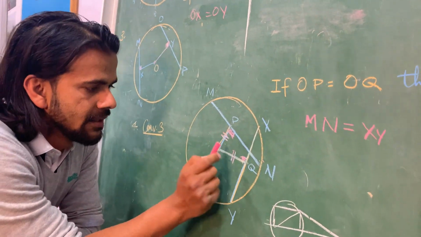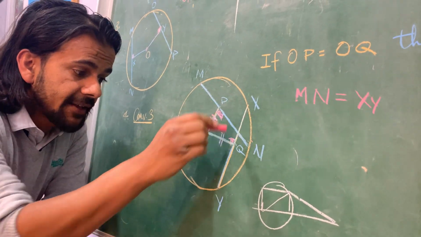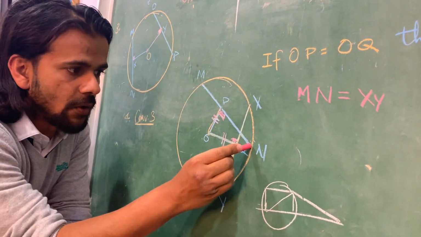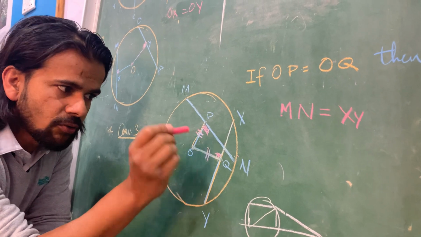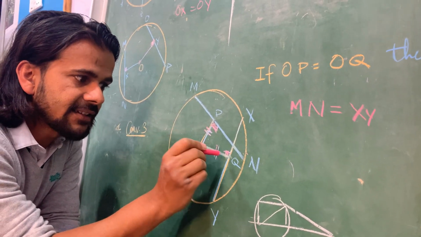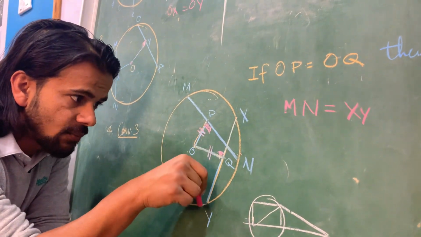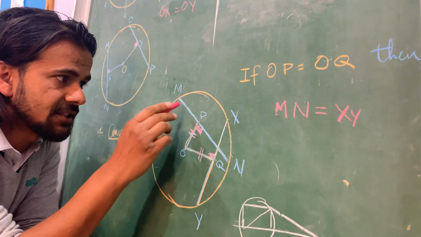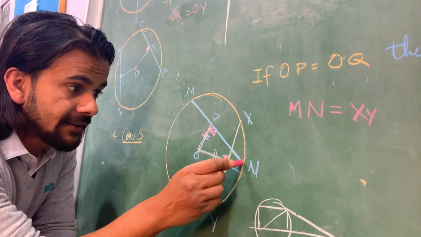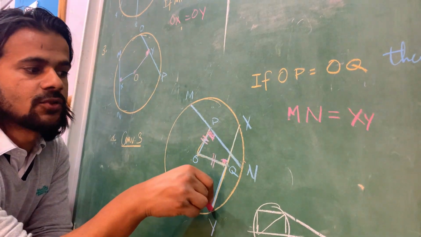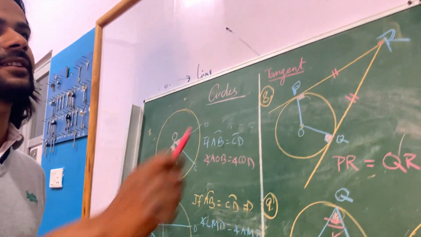Converse means, if I take two chords at the same distance, I'm taking XY chord and MN chord, at the same distance. I don't know the length, but I know that they are at the same distance. That means OQ is the distance of XY and OP is the distance from the center of MN. Consequently, the length of MN is equal to XY. That's a beautiful result, okay? And similarly, I have another result here.